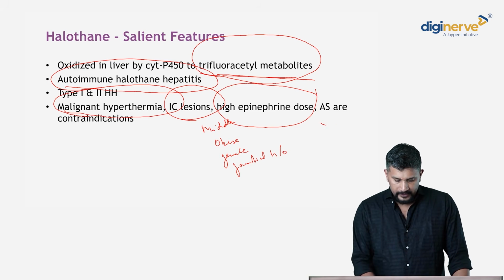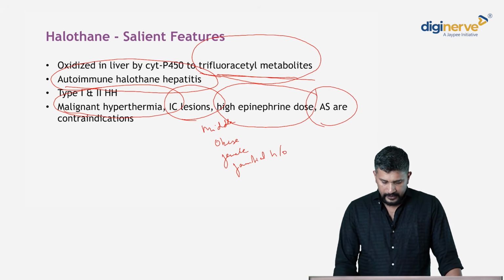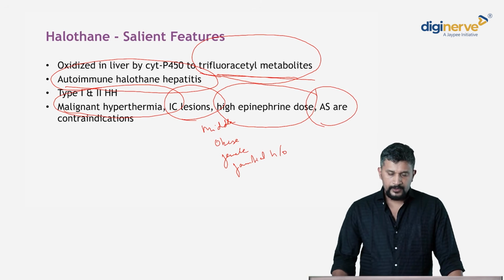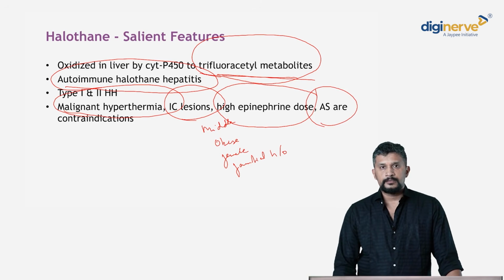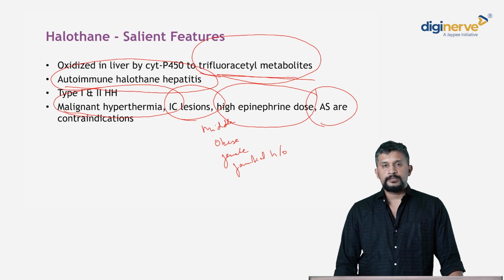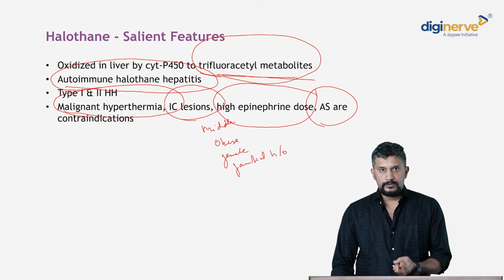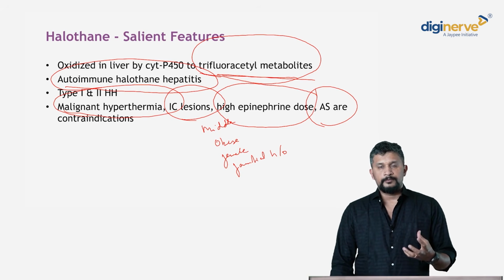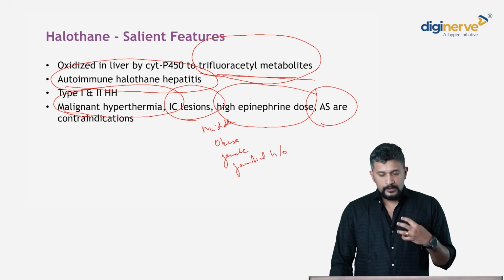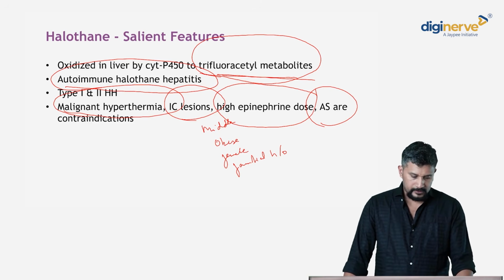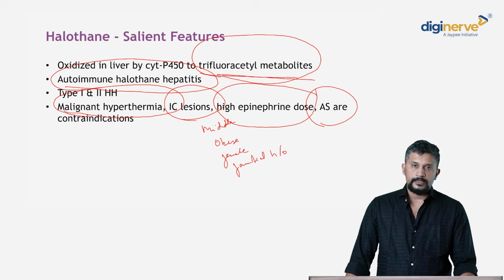Another thing is in patients with aortic stenosis. In aortic stenosis, you're going to have myocardial depression. Already there is a fixed obstruction to your cardiac output occurring in terms of your aortic stenosis. So therefore, any kind of myocardial depression would be catastrophic to these patients. So you would not use halothane in this condition.